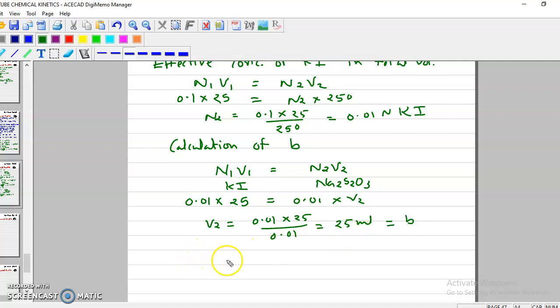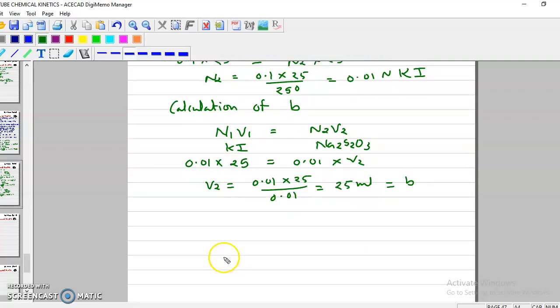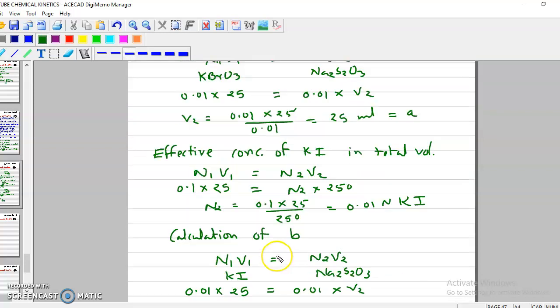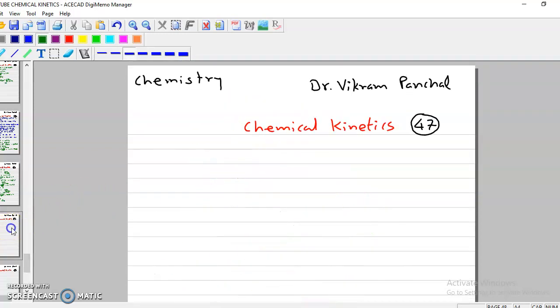Now here, by calculating both small a and small b, we came to know that a is equal to b, and therefore the formula will be K is equal to 1 upon ta times x upon a minus x. This formula we will use to find out K, and if all the K's are the same constant, then we can say that it is a second order reaction. So for that we are preparing a time table.